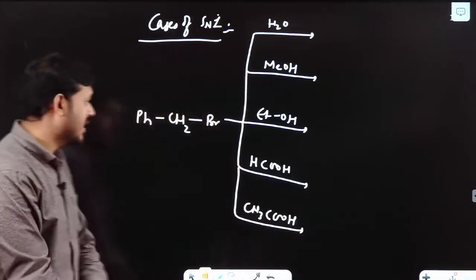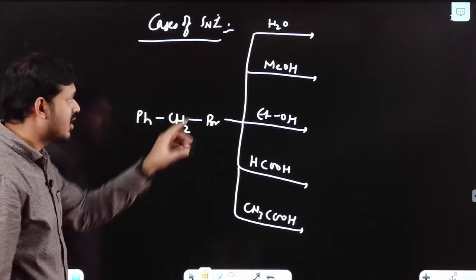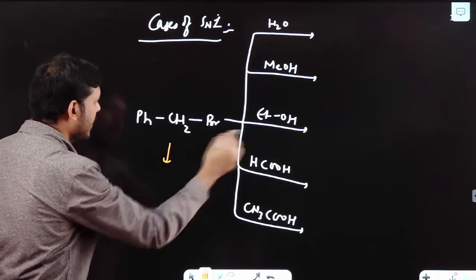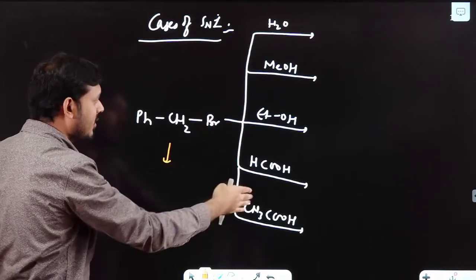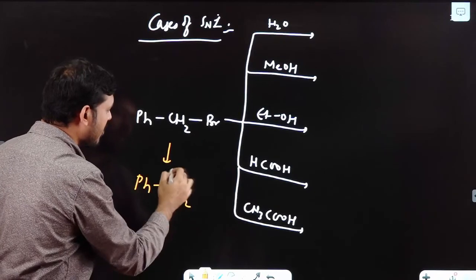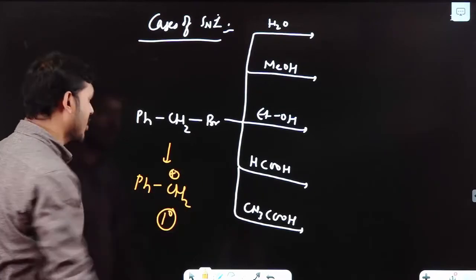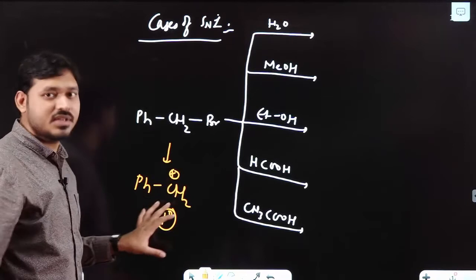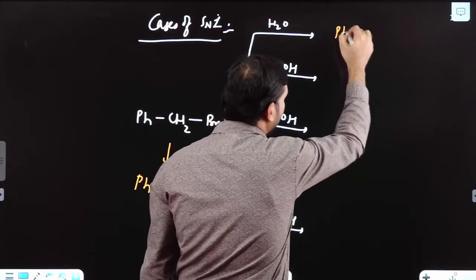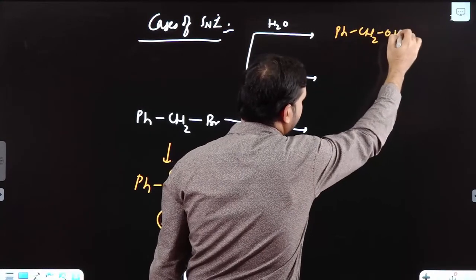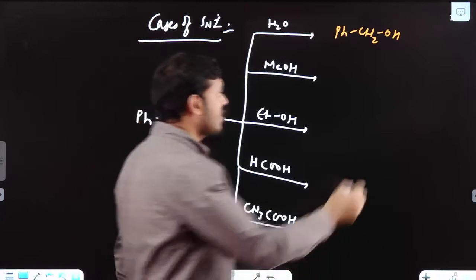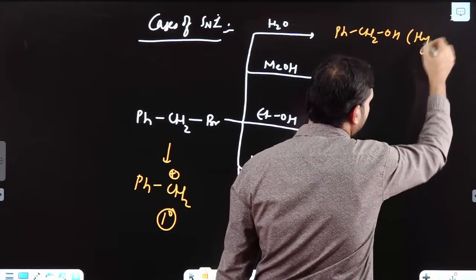So dear students, here I have taken a single reactant. All these cases are SN1. This reactant will mainly go forward with these nucleophiles via SN1. Why? Because it can form a very stable carbocation, although it is a 1 degree carbocation. Now this carbocation is generated. When the nucleophile is water, it will form PhCH2OH. Here the solvent or nucleophile is water, so the reaction is called hydrolysis.